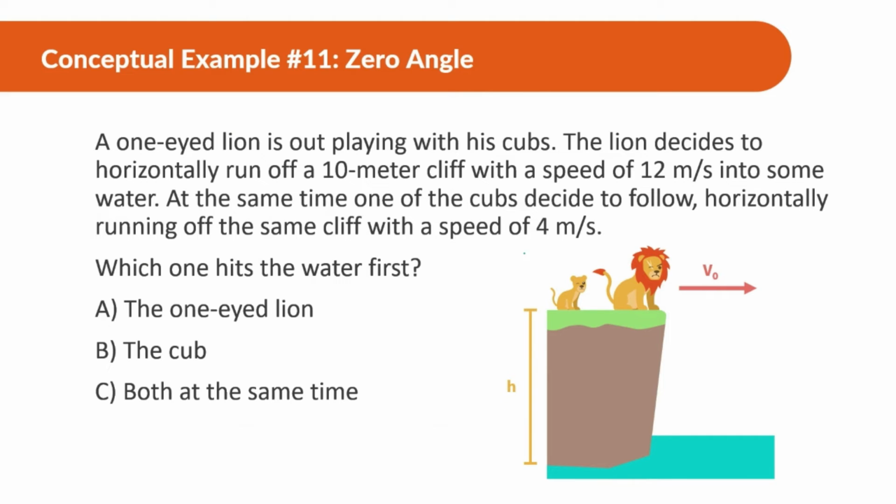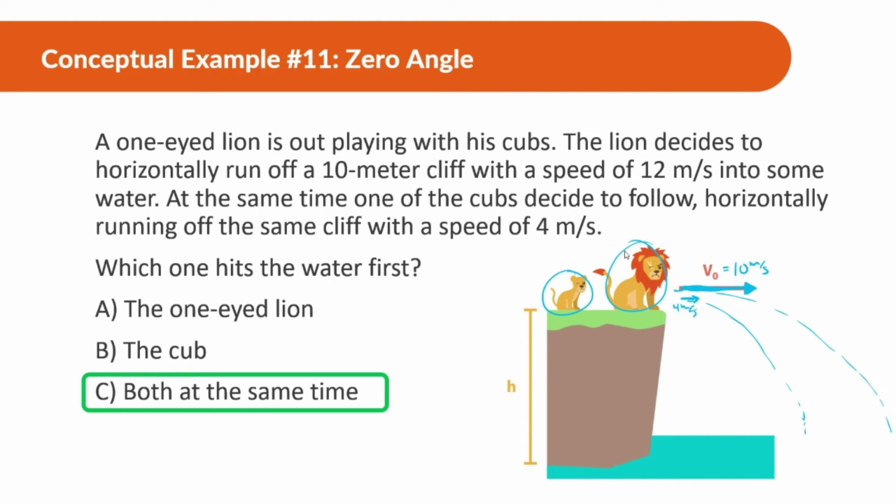Okay, we already did a problem like this, so hopefully you know, but I'm doing this again just because a lot of times people forget. So this lion over here is going off this cliff horizontally at 10 meters per second. So it's going to go something like this. And this cub gets off the cliff also flying horizontally at the same exact time, but only going at 4 meters per second. And we want to know which one is going to be hitting the water first, the cub or the lion. They both leave at the same time, but one goes faster. And we should know both will hit the water at the same time.